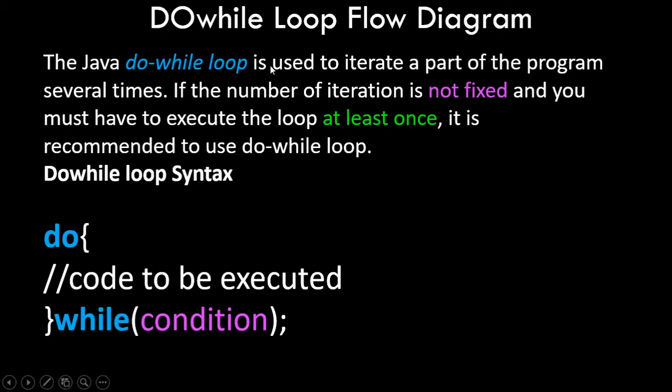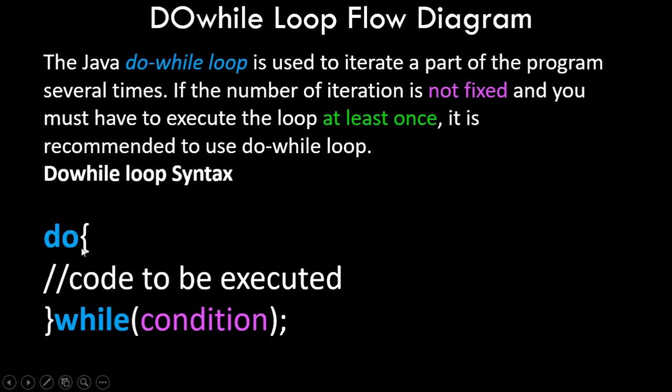The Java DoWhile Loop is used to iterate a part of the program several times. This is pretty much similar to the while loop or the for loop. Now, if the number of iterations is not fixed and you have to execute the loop at least once, it is recommended to use the DoWhile Loop. The only difference between while loop and DoWhile Loop is that the DoWhile Loop condition is checked after the first iteration. However, in the while loop, the condition is checked first and then the code inside the while loop is executed. So if you have to execute the loop at least once, irrespective of whether the condition is true or false, this DoWhile Loop will execute one time for sure. That's the only difference.